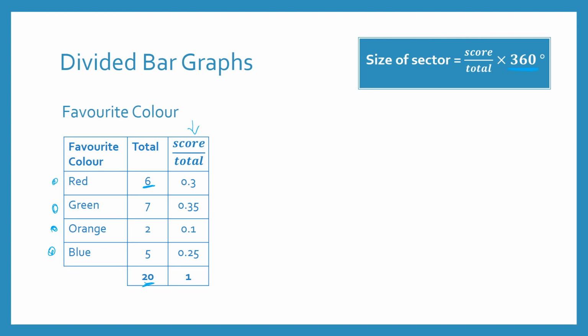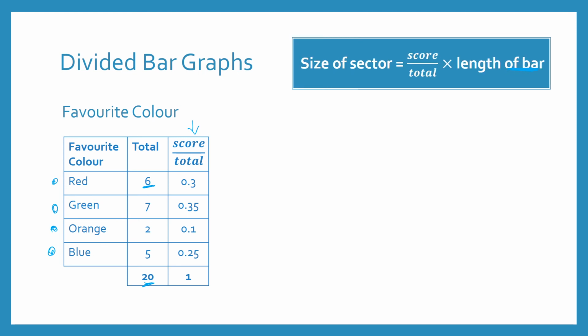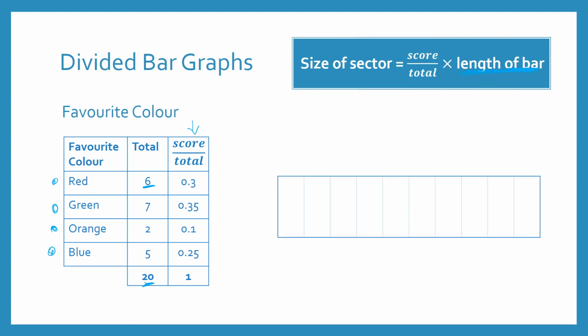However, we're now moving on to a bar graph. So instead of a 360 degree circle, we have a length of the bar. So here we have our bar, and I've divided it into 10 parts to make it a bit easier. We'll just consider each of these to be 1 unit. So this whole thing here is 10 units.